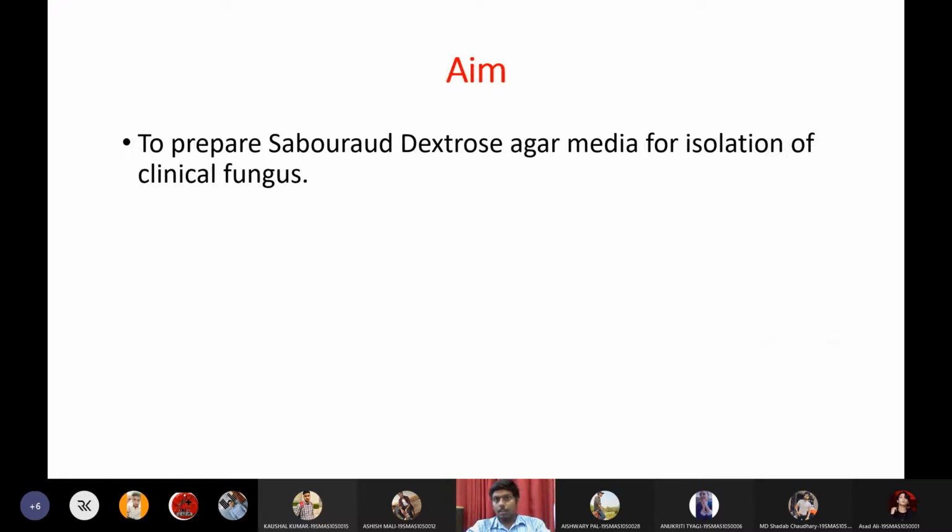Our today's aim is to prepare SDA, Sabouraud dextrose agar media, for isolation of clinical fungus. So for isolation of clinical fungus, we are preparing this SDA agar. This is the most commonly used fungal growth media in the labs. The most commonly used fungal media is Sabouraud dextrose agar, a commonly used fungal isolating media in the lab.